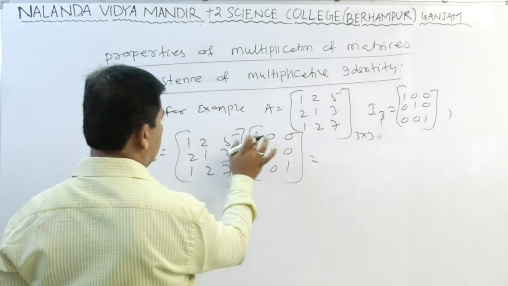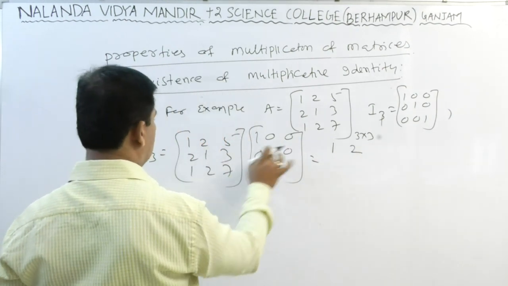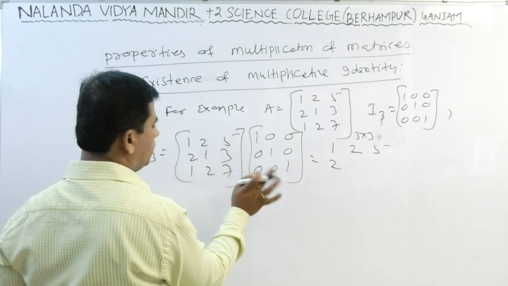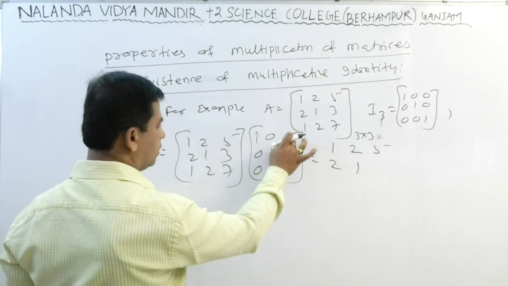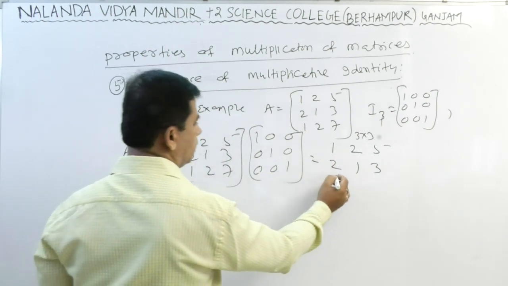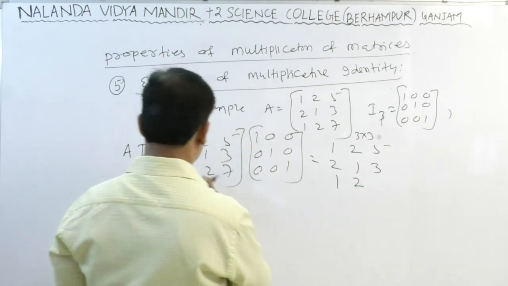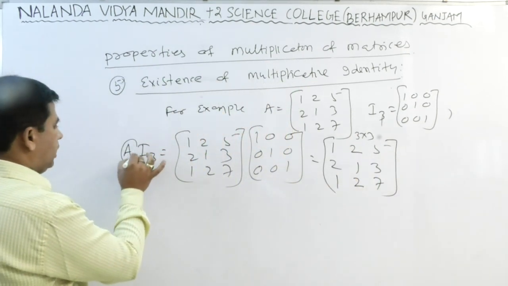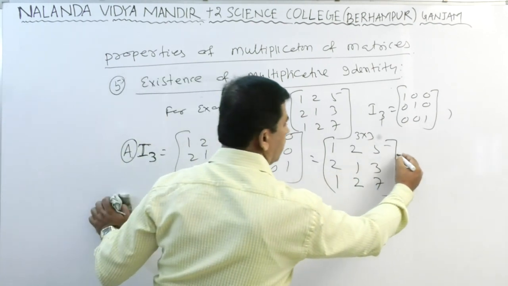First row, first column: 1 into 1, that is 1. First row, second column: 2 into 1, that is 2. First row, third column: 1 into 0, 2 into 0, 5 into 1, that is 5. Second row, first column: 2 into 1, that is 2. Second row, second column: 2 into 0, 1 into 1, 3 into 0, that is 1. Second row, third column: 2 into 0, 1 into 0, 3 into 1, that is 3. Third row, first column: 1 into 1, 2 into 0, 7 into 0, that is 1. Third row, second column: 1 into 0, 2 into 1, 7 into 0, that is 2. Third row, third column: 1 into 0, 2 into 0, 7 into 1, that is 7. Therefore, A is a matrix of order 3, and when we multiply it with the unit matrix of order 3, we get the same matrix A.